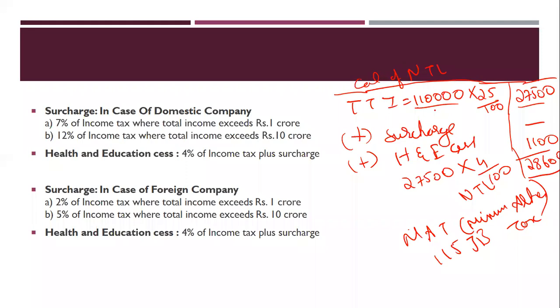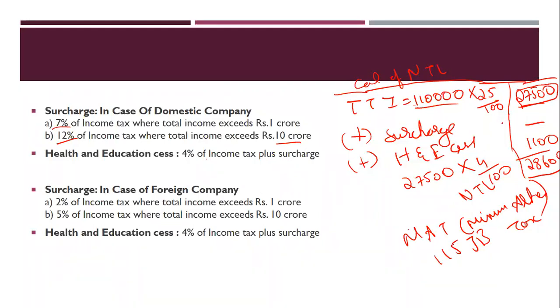Next, to this we need to add surcharges. Surcharges will be paid on the total income. If my total income exceeds 1 crore, then my surcharge will be 7%. If my total income exceeds 10 crore, then my surcharge will be 12%. On what value? On the tax value, whatever flat rate tax we consider, right? On the tax value, this 12% and 7% we have to calculate. Next is health and education cess, that is 4% of my income tax plus surcharges.